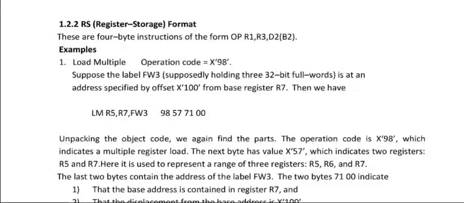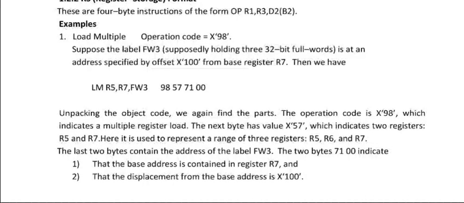Suppose the label FW3, which is holding 3 32-bit full words, is at an address specified by offset x100 from base register R7. Then the instruction that is used is LM R5, R7, FW3: 9857 7100. In the description below, I explain what this instruction means.